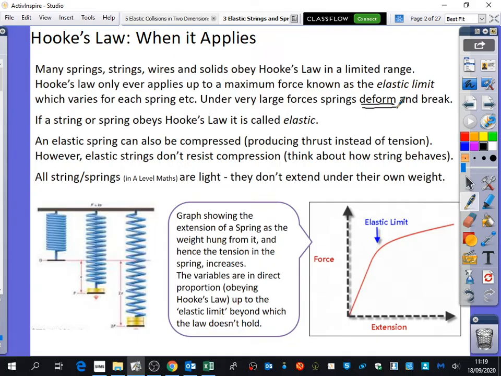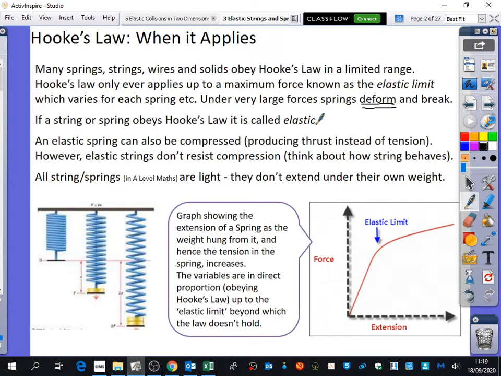So if a string or spring obeys Hooke's law, it is called elastic. So you just look out for that word elastic being used, or extensible, in the questions. An elastic spring can also be compressed. Sorry, an elastic spring. Did I say spring or string? I hate that those words are basically the same. So the spring can also be compressed, which produces thrust instead of tension, meaning that it's got a pushing force away. However, elastic strings obviously don't resist compression.